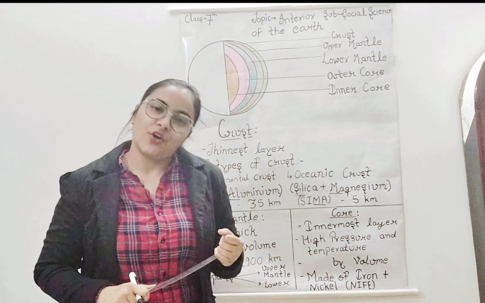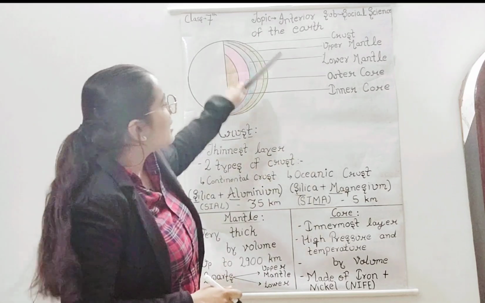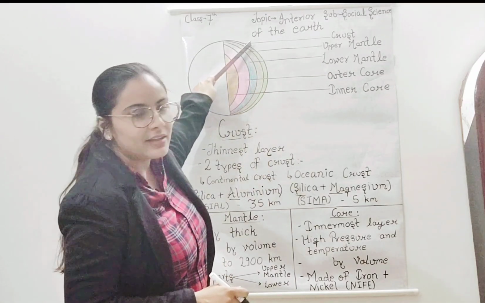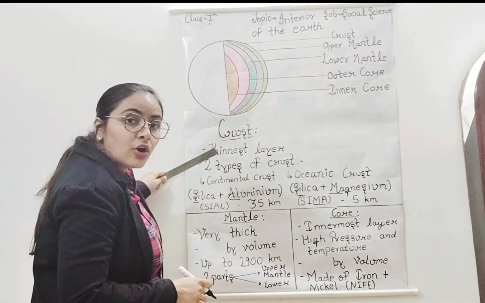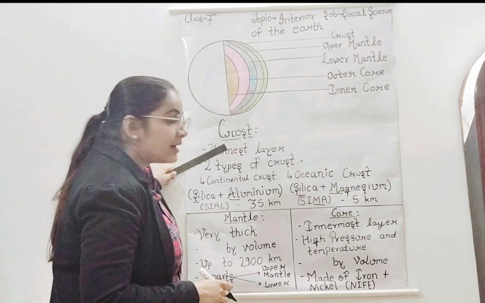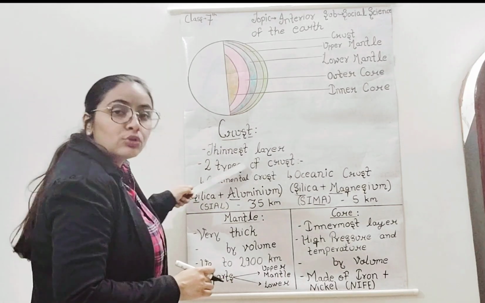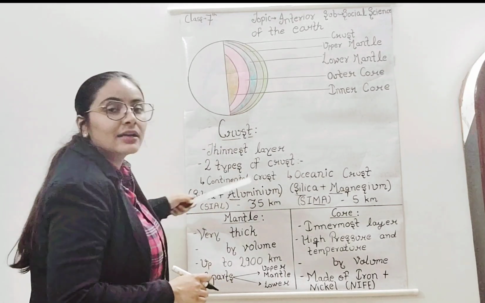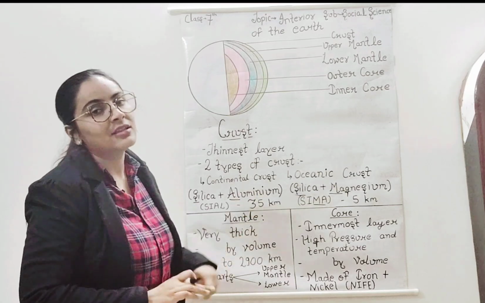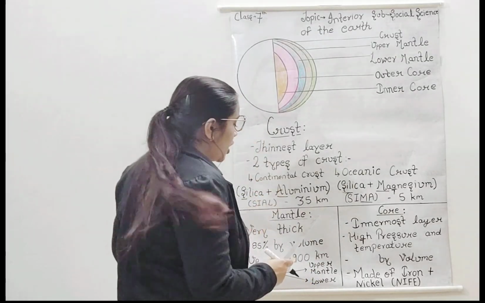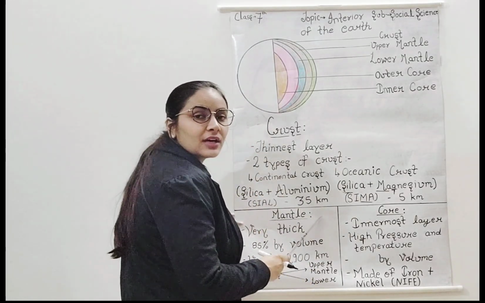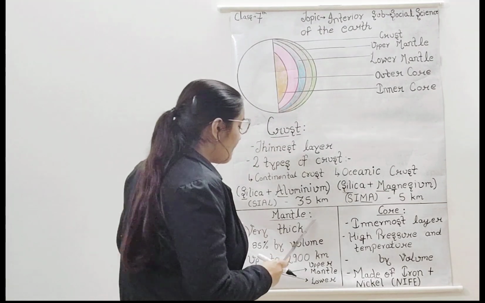So, till now what we have understood is that crust is the uppermost layer of the earth. It is the thinnest layer among all the layers of the earth. There are 2 types of crust. First one is continental crust and the second one is oceanic crust. Now, let's move on to the second layer of the earth, which is the mantle.